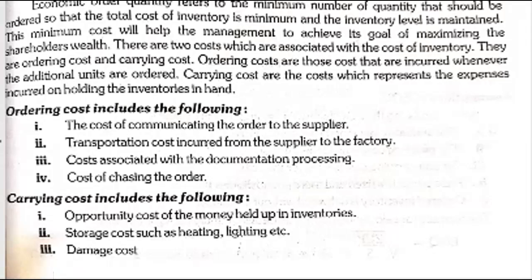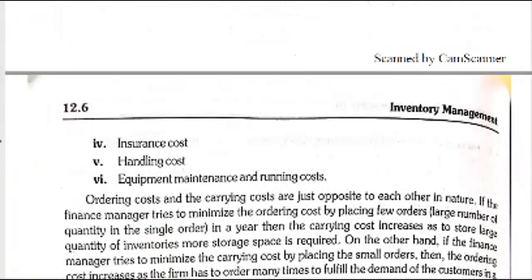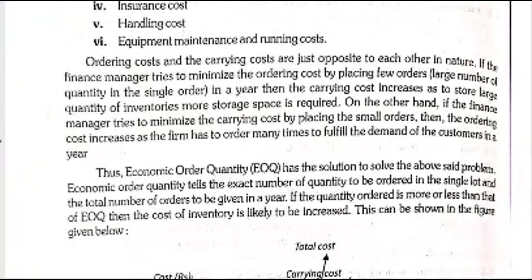Whenever we are calculating EOQ, what is our intention, what is our motive? To reduce these two costs. To calculate EOQ, the economic order quantity, at that level where these two costs can be minimized, while also maintaining a sufficient level of inventory in your organization. Now you see, ordering cost and carrying cost are just opposite to each other in nature. They work opposite to each other.